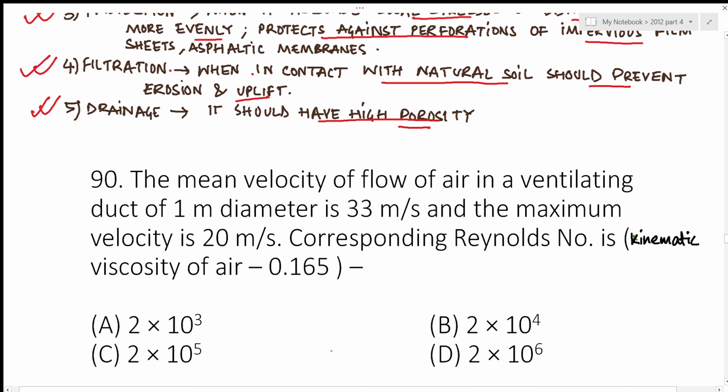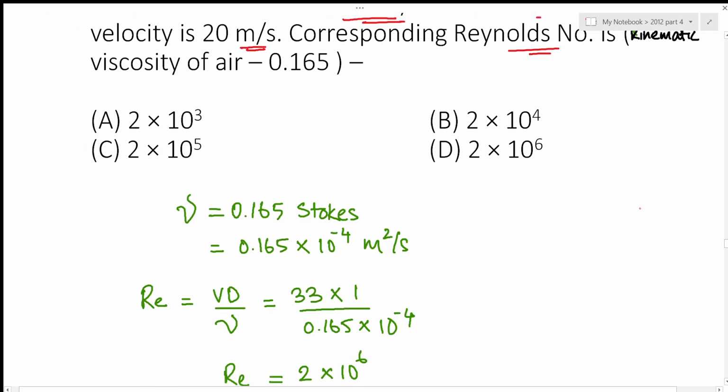Next question is, the mean velocity of flow of air in a ventilating duct of 1 meter is 33 meter per second, and the maximum velocity is 20 meter per second. Corresponding Reynolds number is, the kinematic viscosity of air is given as 0.165. Let's take it as Stokes. So you convert it into meter square per second by multiplying by a factor of 10 to the power minus 4.